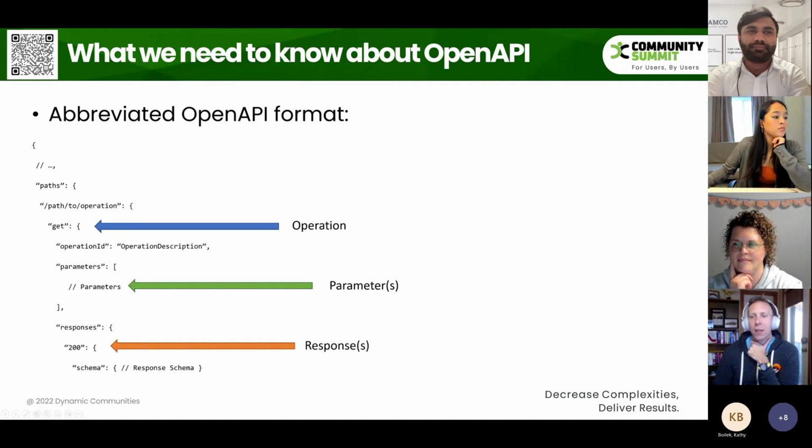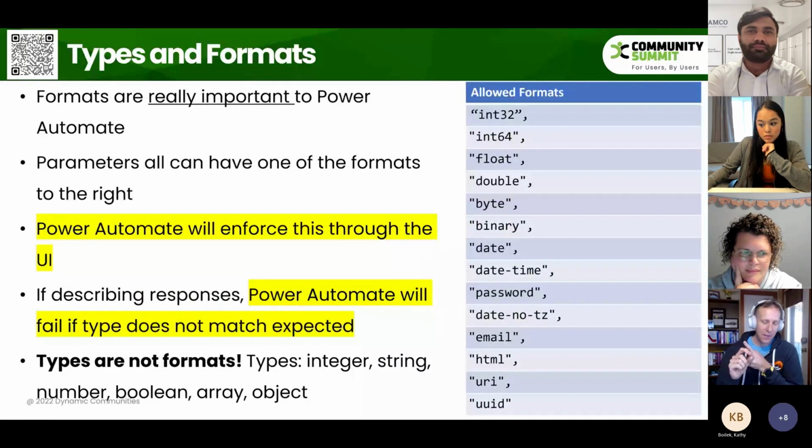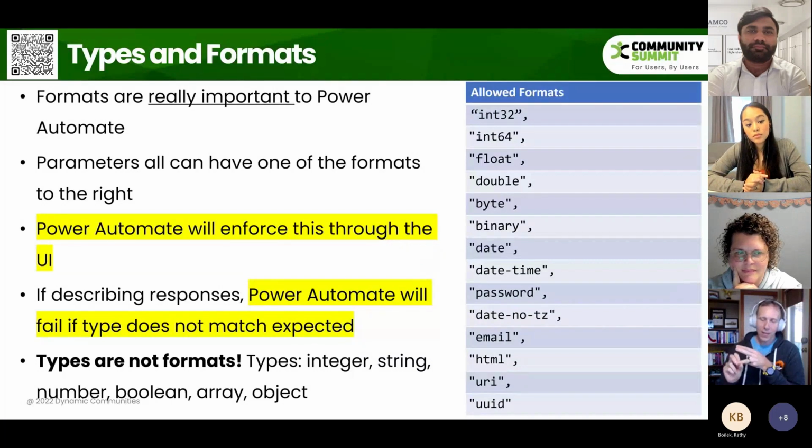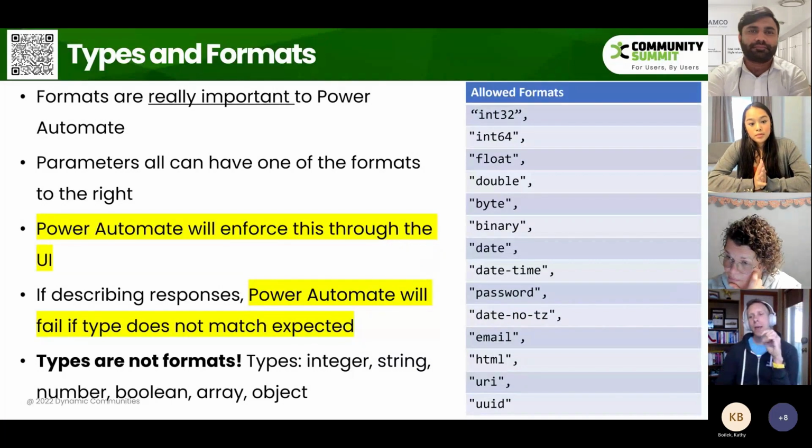Some of the things that you need to know is that Power Automate's super picky about formats. As independent publisher authors, you've all seen this, where it has to be a string always, and if it's not a string, you have to type convert it. Power Automate will enforce that and break your flows if things come out in the wrong format.